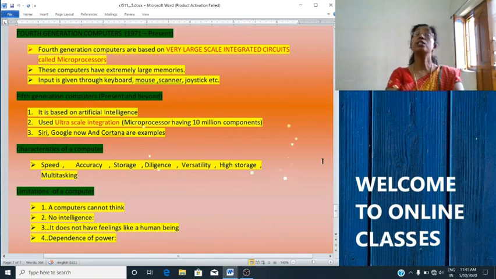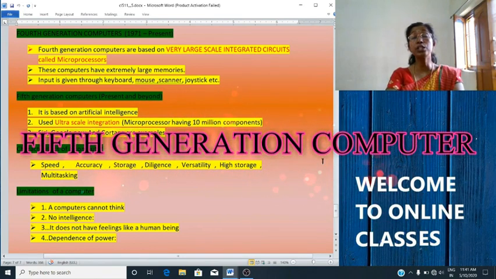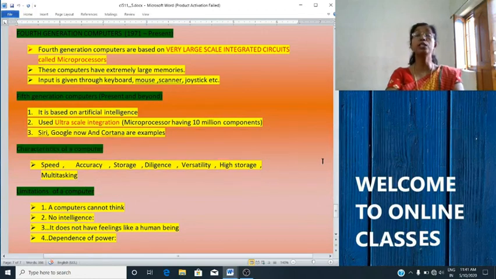Then we studied about fifth generation computers, that is present and beyond. Some of the applications we are using it now. Okay. So what are the features of it? It is based on the technology artificial intelligence. What is artificial intelligence? That means the computers can think like humans and work. Okay. It used ultra scale integration technology. That means microprocessor having 10 million components. Some of the examples are Siri, Google Now and Cortana that we are using now.